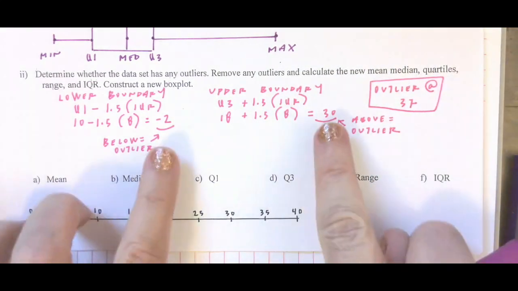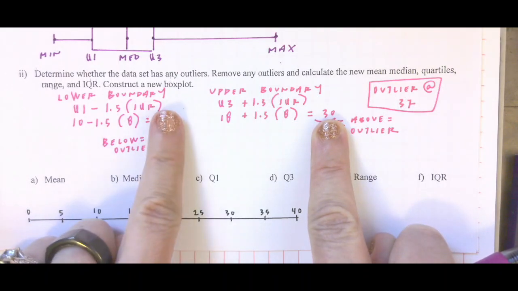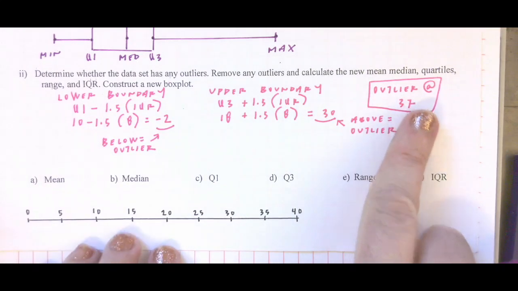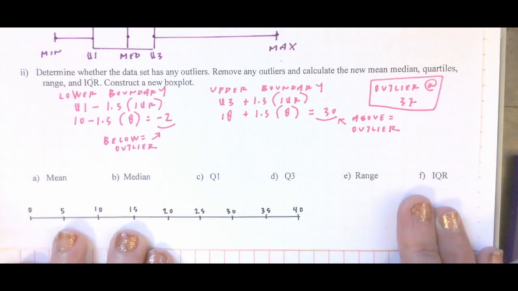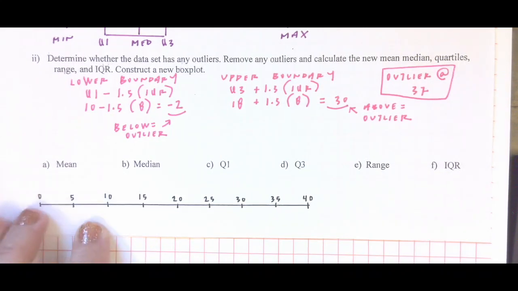Right? So think of these two values as goalposts. Anything that falls beyond, that is an outlier. So anything that is less than -2 or above 30 would be an outlier. So now I'm saying, well, what would my graphic look like if I redrew it, pulling that outlier?